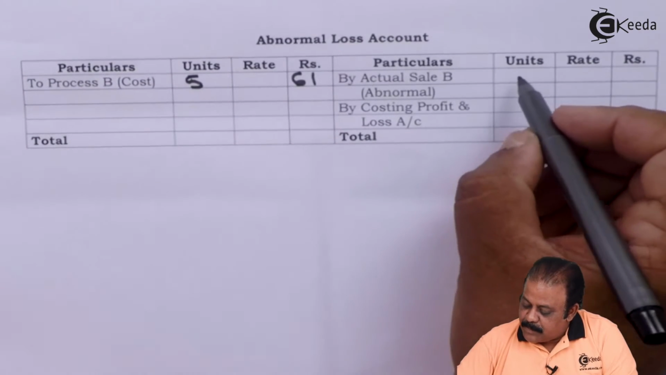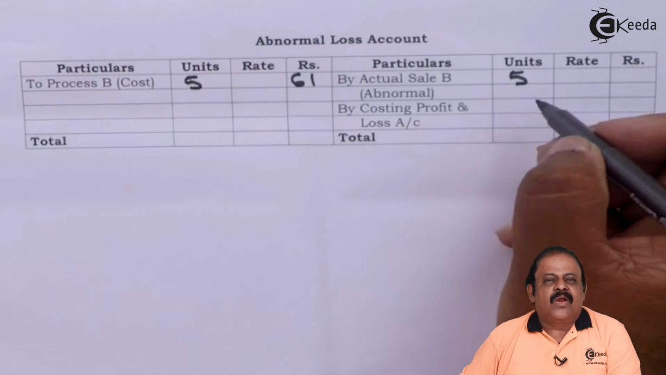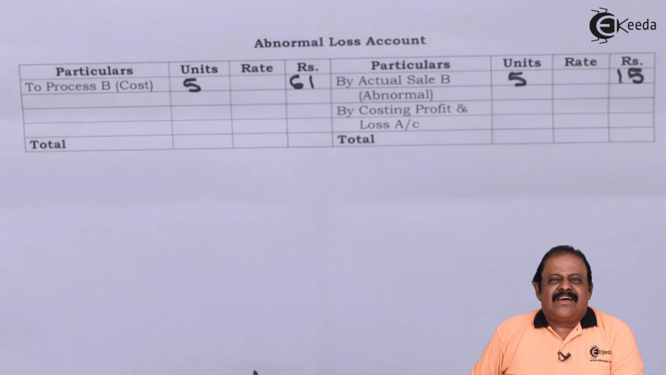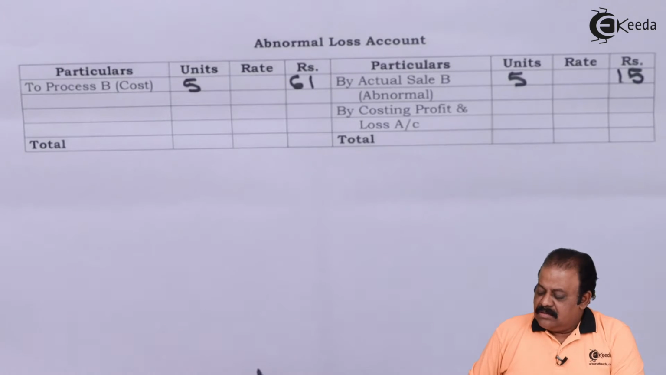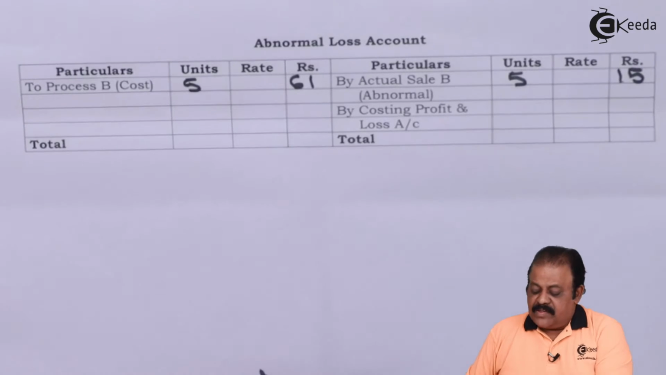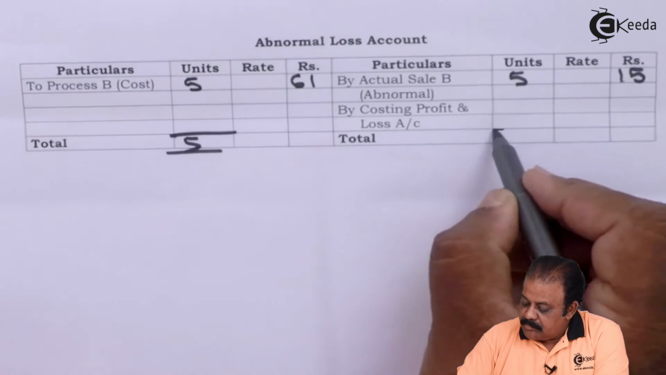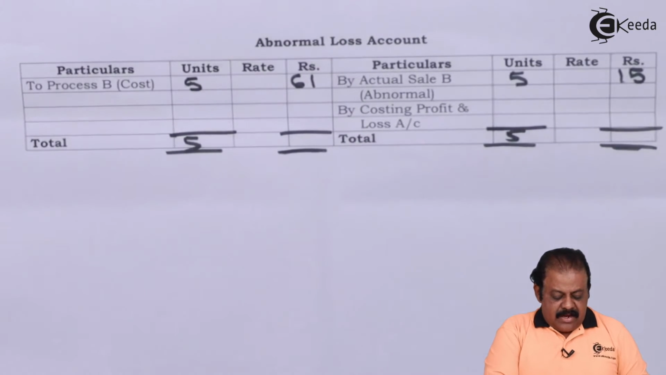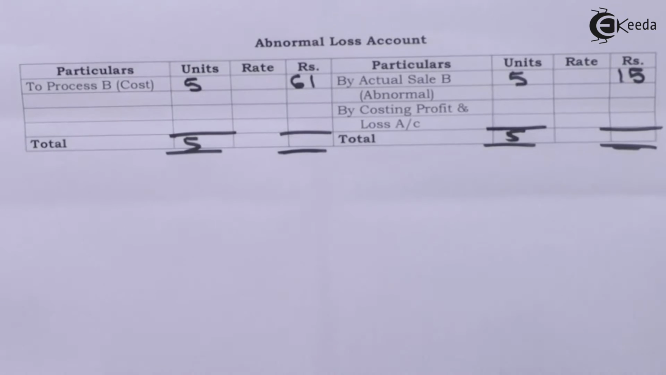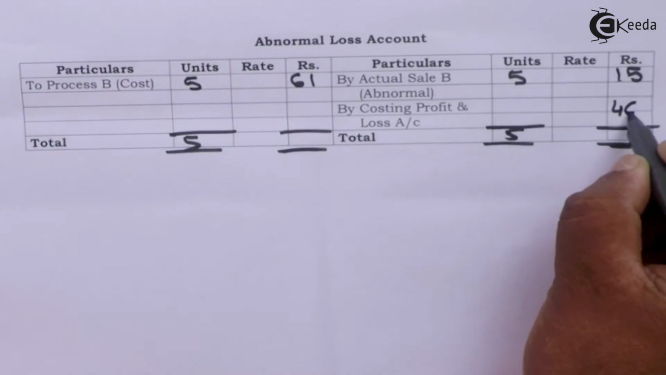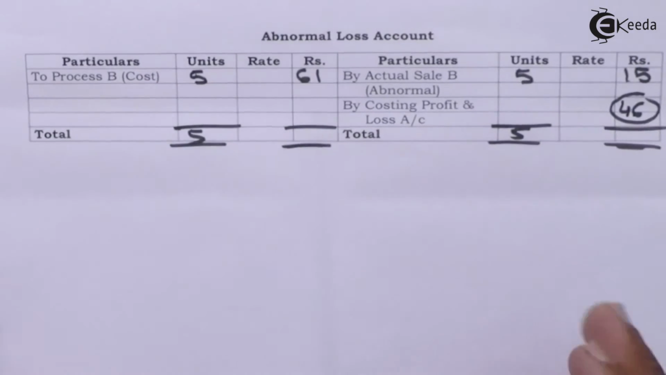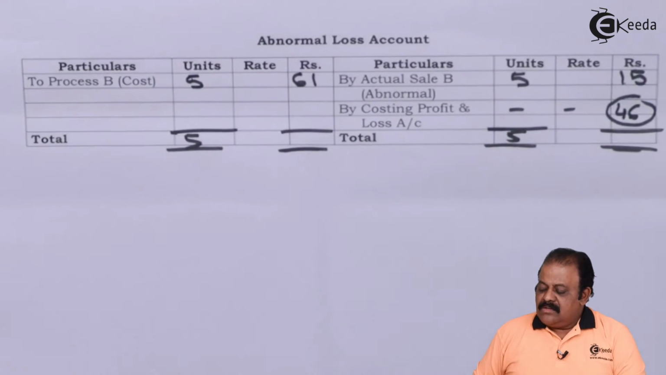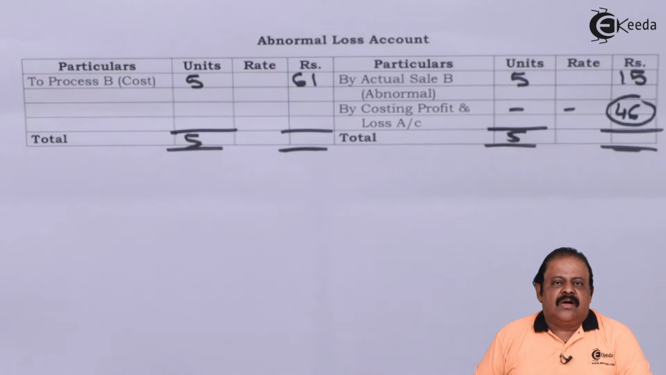So 5 units sold at per unit 3 rupees. So we'll get some amount, that is 15 rupees. So this is a recovery of some amount of abnormal loss by sale of scrap. Now we can close this. Unit column is closed, that is 5 units. In amount column we get balancing figure 46 rupees. This 46 rupees will be transferred to costing, profit and loss account. This is how we prepare abnormal loss account.